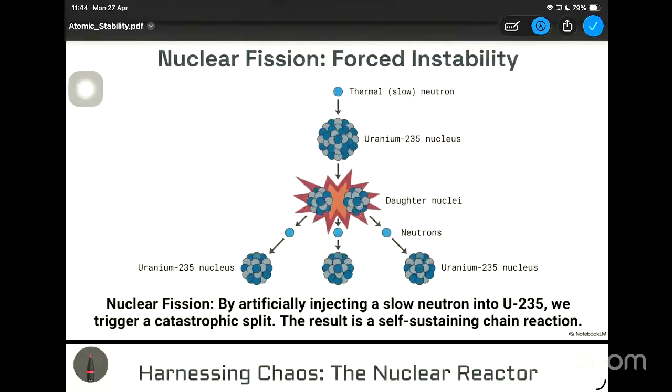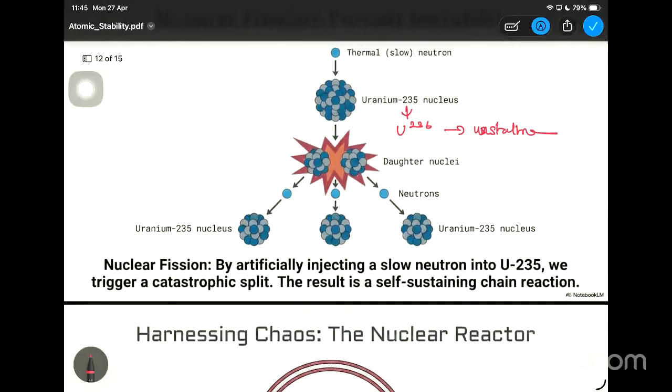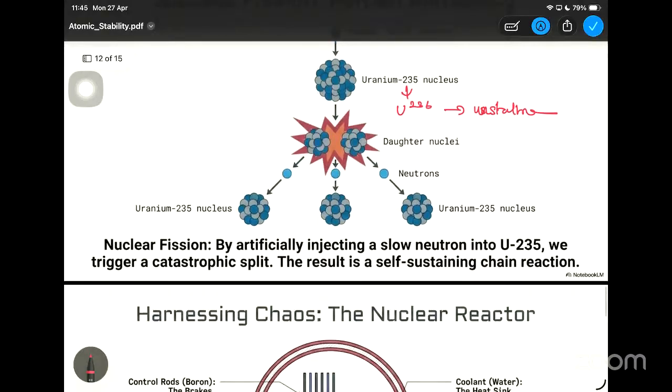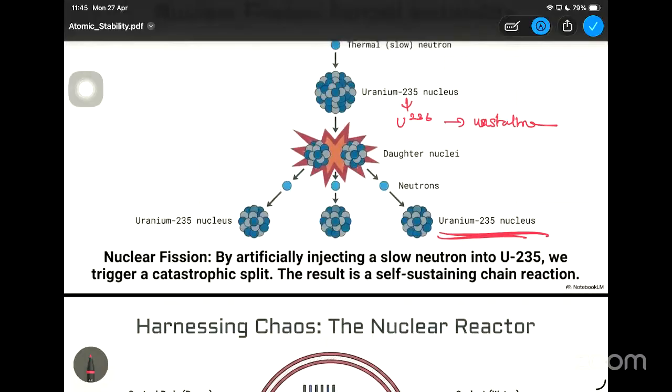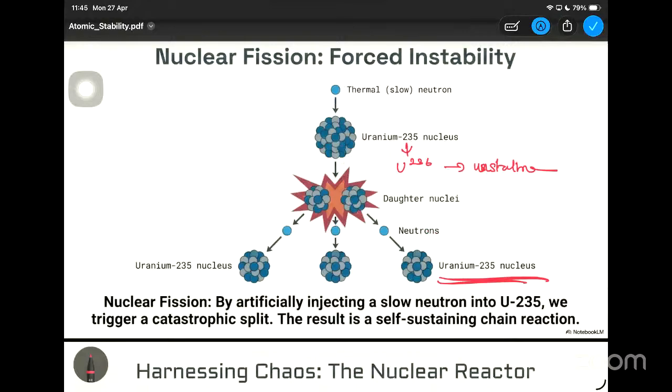The thermal or slow neutron will be bombarded towards the uranium-235 nucleus. So then it will become what? Here a neutron is being added, so it will become uranium-236. This is very unstable, so therefore it will again break into daughter nuclei, having a neutron. Likewise, the chain reaction will continue.